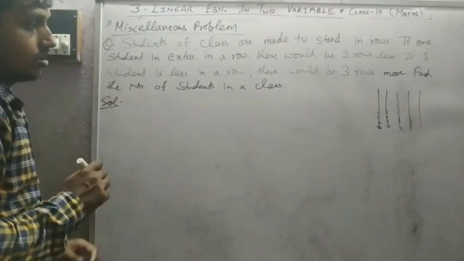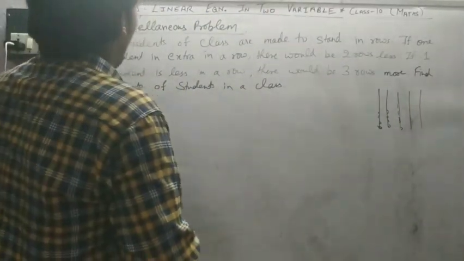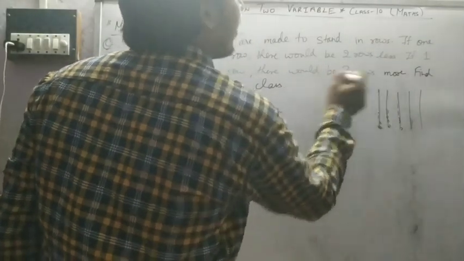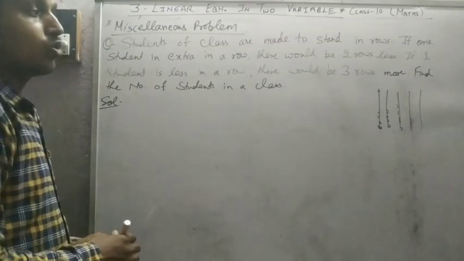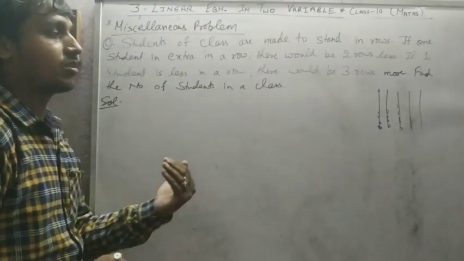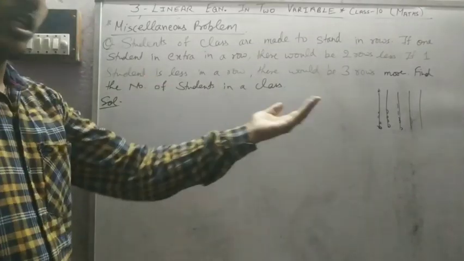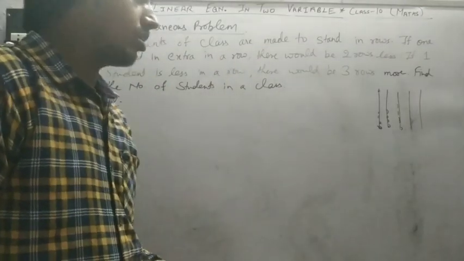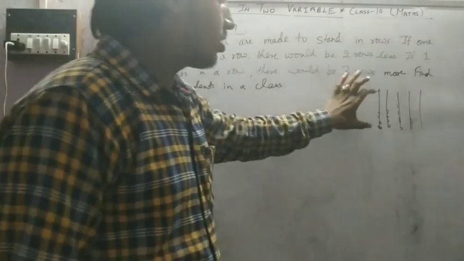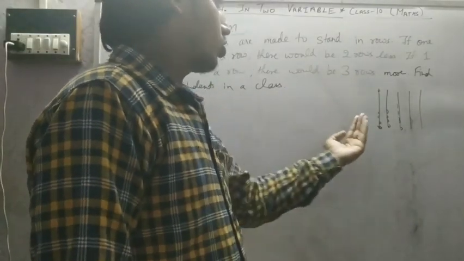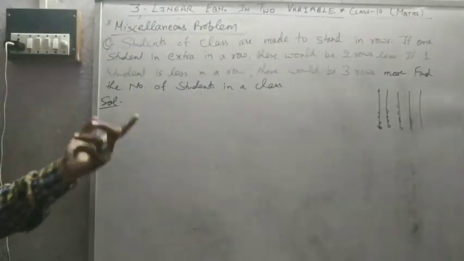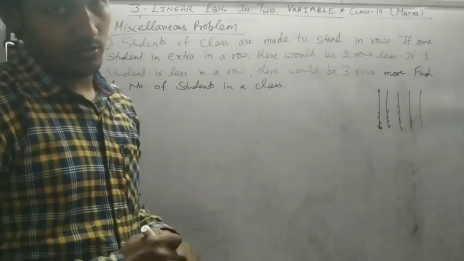So, if one student extra, we suppose that here 10 students, 11 students. So 2 rows less हो गए, मीन्स अगर पहले 12 रो थी, अब 10 हो गई. If one student is less in a row, means 10 students and 9 students. So 3 rows more, means 10 से 13 rows हो गई. So find the number of students in the class.